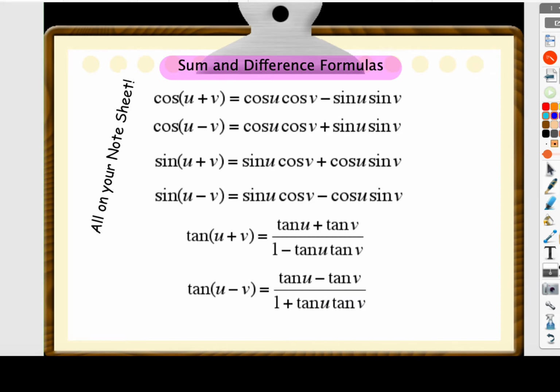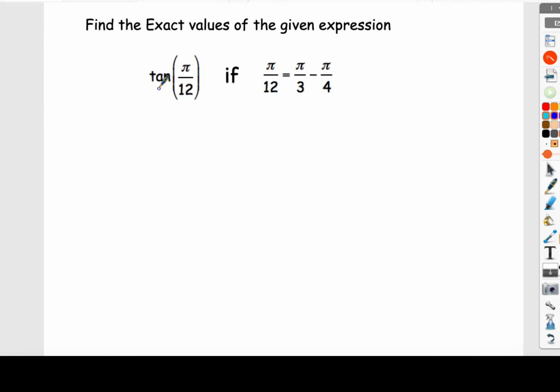Let's go ahead and take a look at what that would do for us if we were actually evaluating a tangent. So again, the tangent at pi over 12, not an angle we'd be familiar with, but notice they gave us a little hint here at the side. If we did a little common denominator action, pi over 3 minus pi over 4 is really the same thing as pi over 12, right?